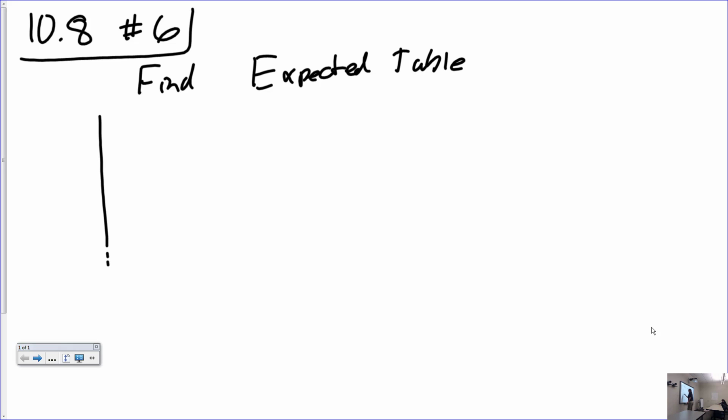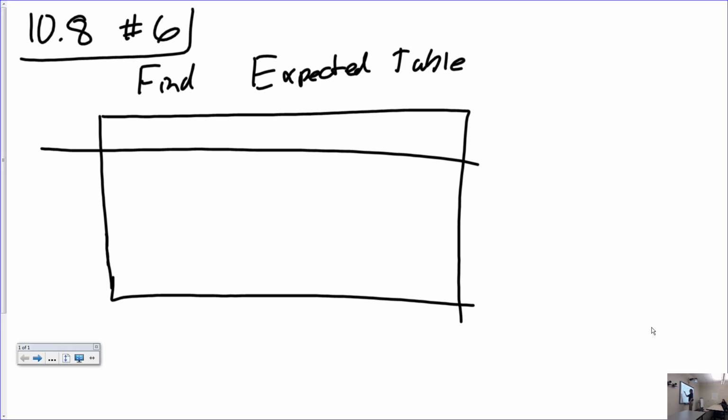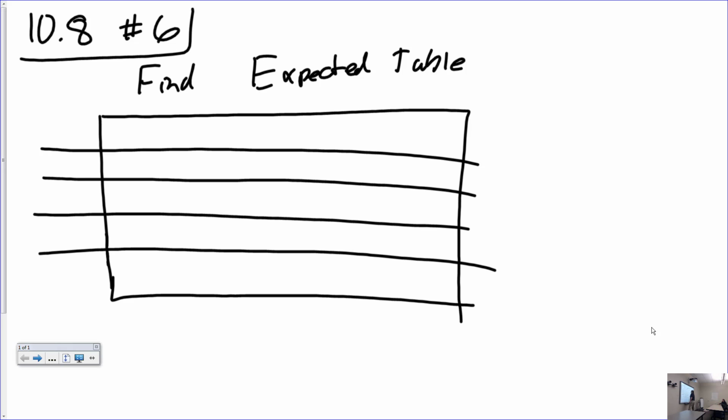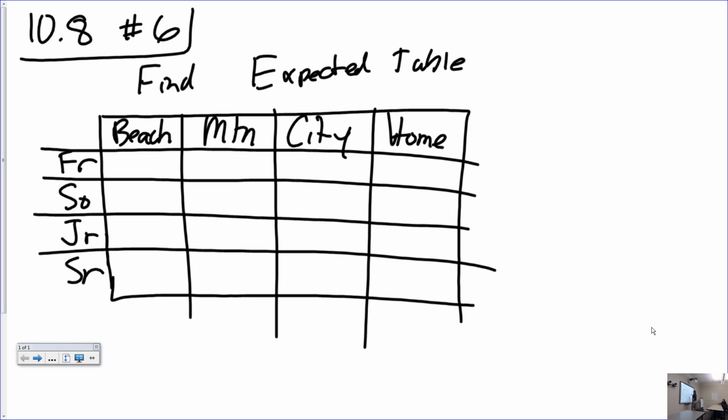So what kind of a table is it? It's like classes of grades, like freshman, sophomore, junior, senior, total. Are those the columns? No, those are the rows. And then it's where people go for spring break: beach, mountains, city, home, and total.